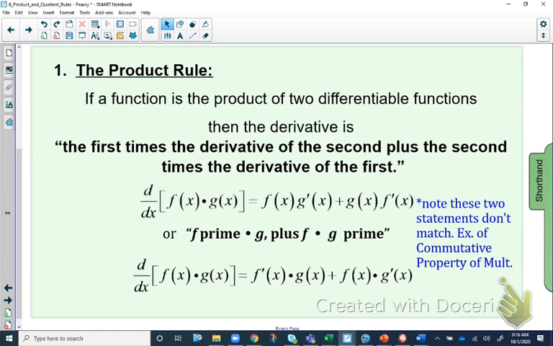Here what we see is the product rule, and they're kind of giving you two different ways of writing it. The one at the top says we take whatever function f is and we multiply it to the derivative of function g, and then we add the sum of whatever the function g is times the derivative of function f.